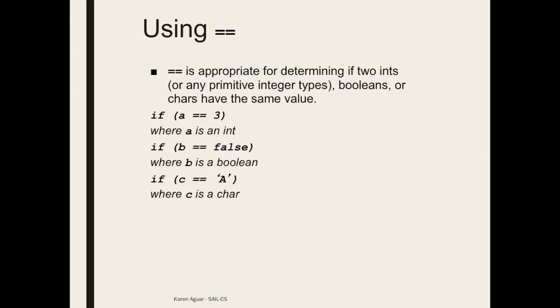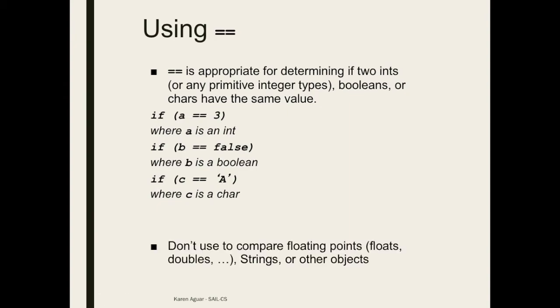The comparison operator is only appropriate for comparing variables of certain types. I can basically only use it with ints, booleans, or chars. So in this example, I've got if a == 3. If a is an int variable, then this is a legal statement. Note that this also works for any of the primitive integer types, like longs or bytes. I can also say something like if b == false, where b is a boolean variable, or if c == 'a', where c is a char. So this means that I cannot use the comparison operator, equals equals, to compare floats, doubles, strings, or any other objects. We'll look at methods to compare these later on.